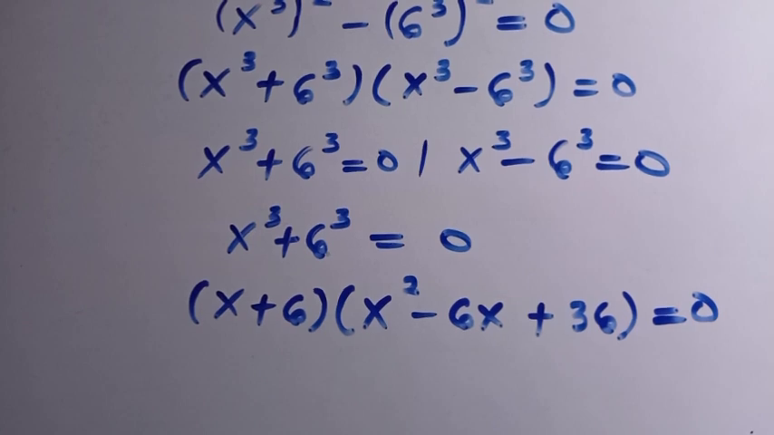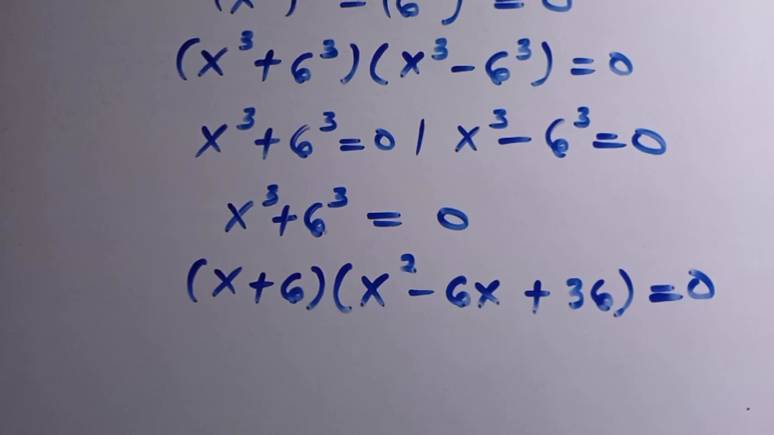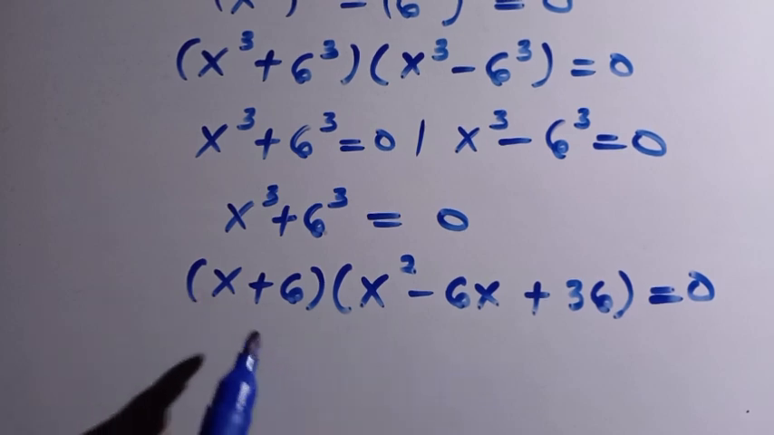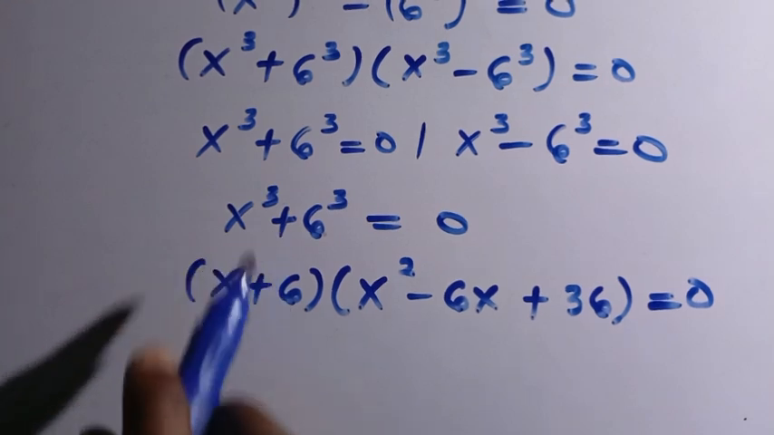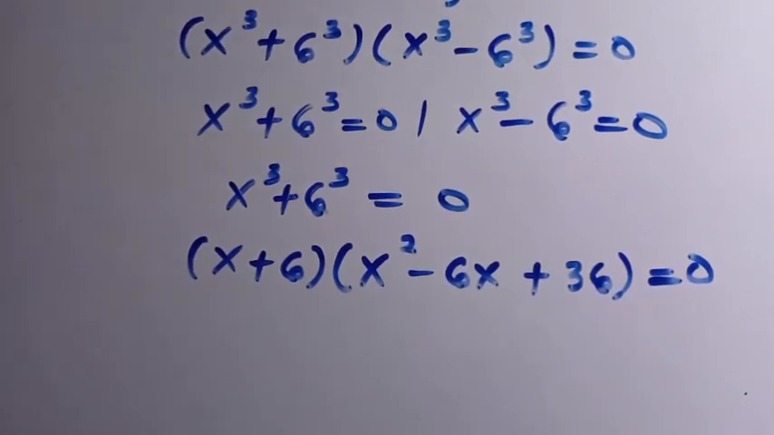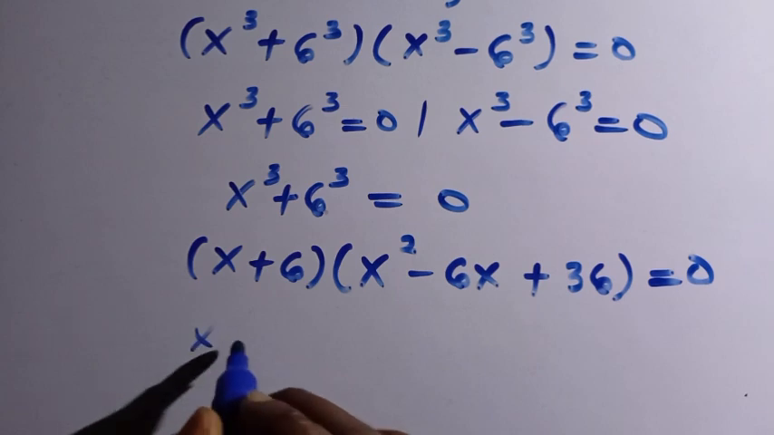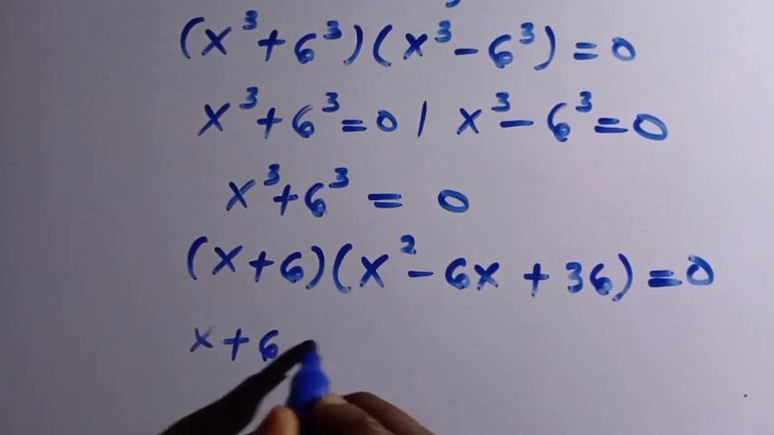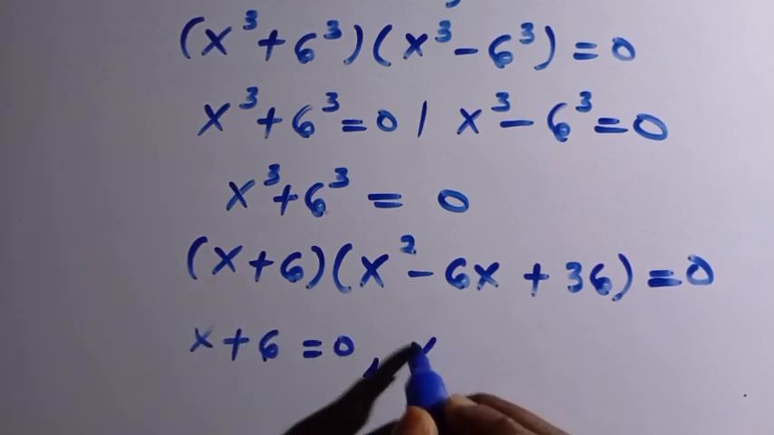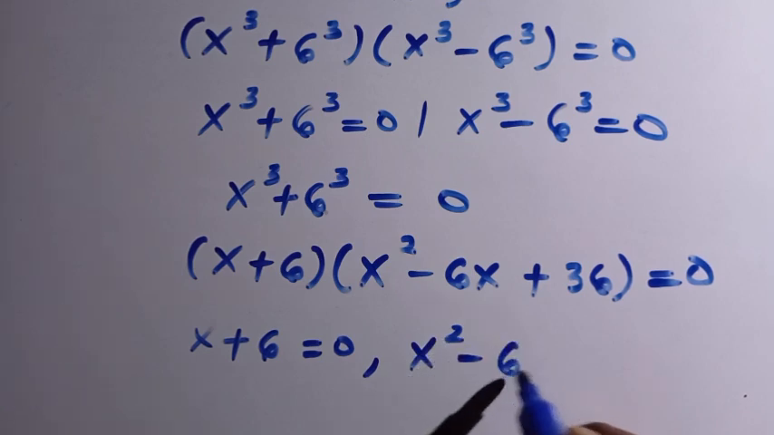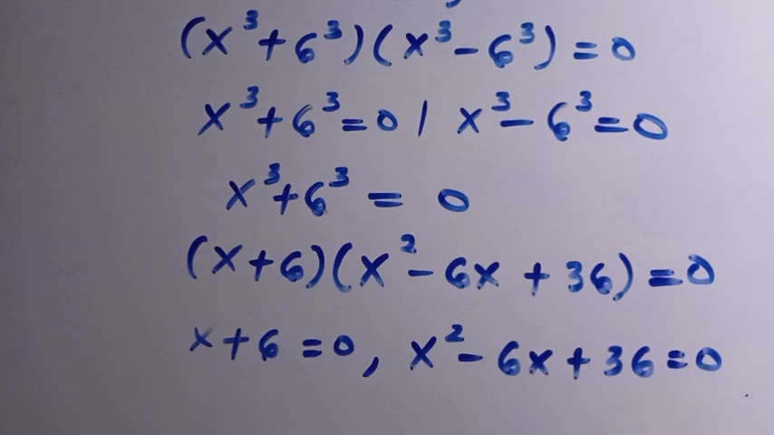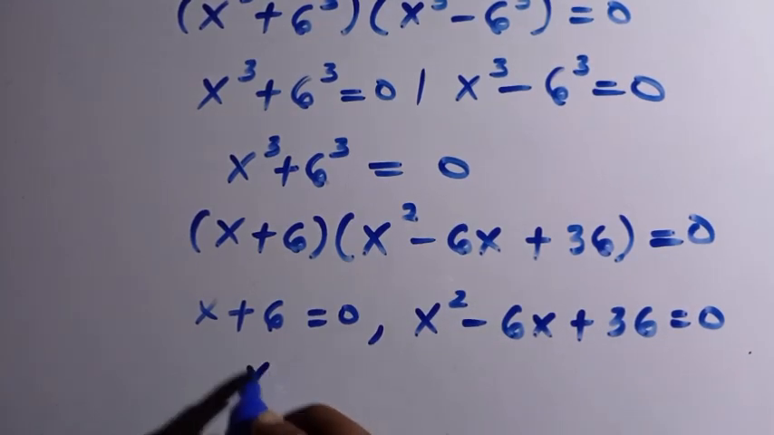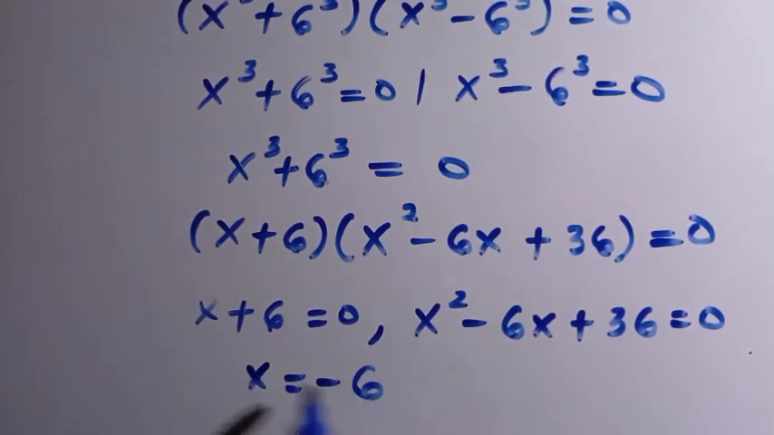So this is what we get for x^3 plus 6^3. We consider this as the sum of two cubes, and when we expand this individually with x and 6, we get the whole of this. We can try that later. Then we let x plus 6 equals 0, or we let x^2 minus 6x plus 36 equals 0. With this one, we get the value of x equals minus 6.